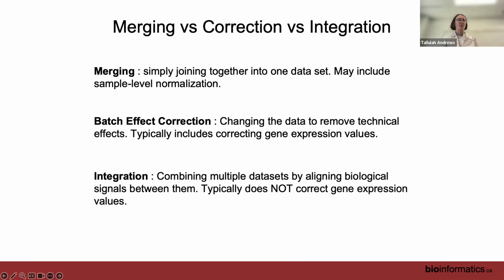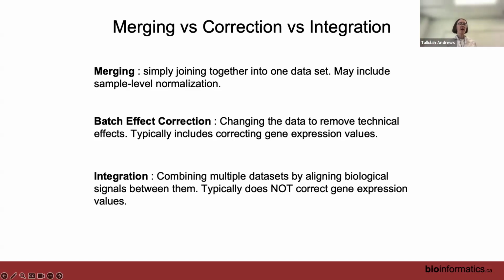So what happened here? What are we actually doing? So there's a few different ways of joining your data together. The simplest is just merging your data. This is just taking your data sets and putting them together. So instead of having one matrix for each sample, you now have one matrix with all of your samples, and you haven't done any sort of batch effect correction or data integration. You've just merged them together. You might have done some normalization before you merge them together, but that's about it.